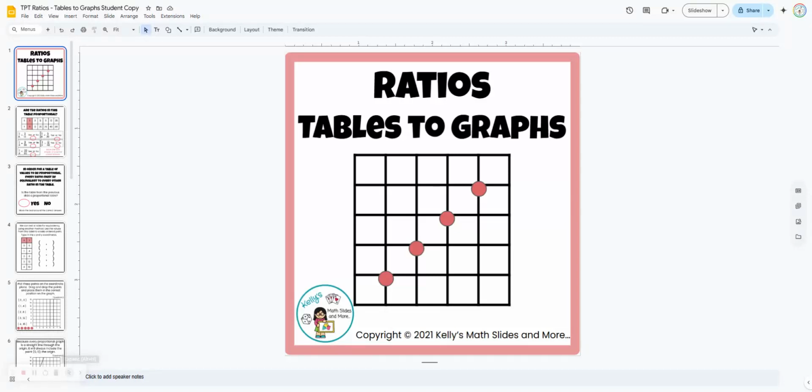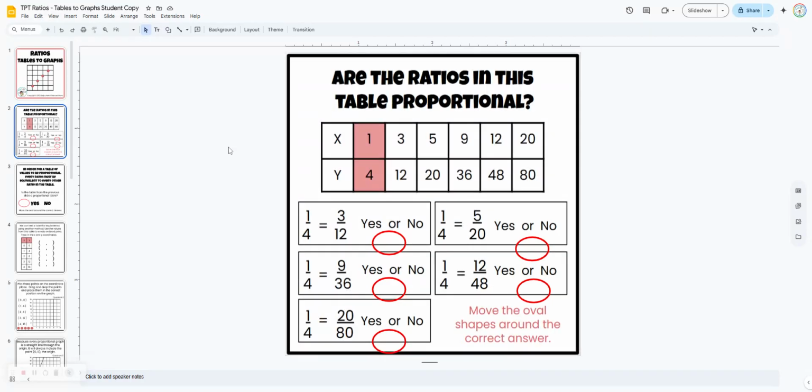Ratios, tables to graphs. This is a digital lesson. The lesson starts with having students look at a table here, and we want to determine whether it's proportional. If it's proportional, then each of the ratios are going to be equivalent. So we're going to have the students compare with the most simplified ratio, the smallest numbers, 1 to 4, and determine whether they are equivalent to all the other ratios.